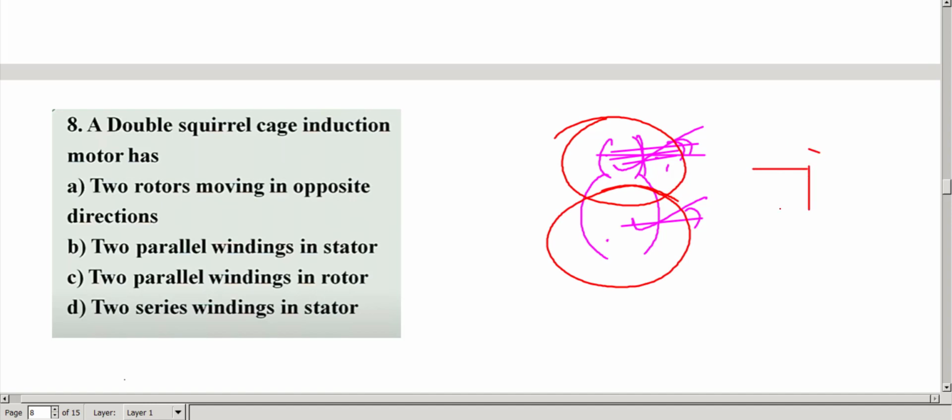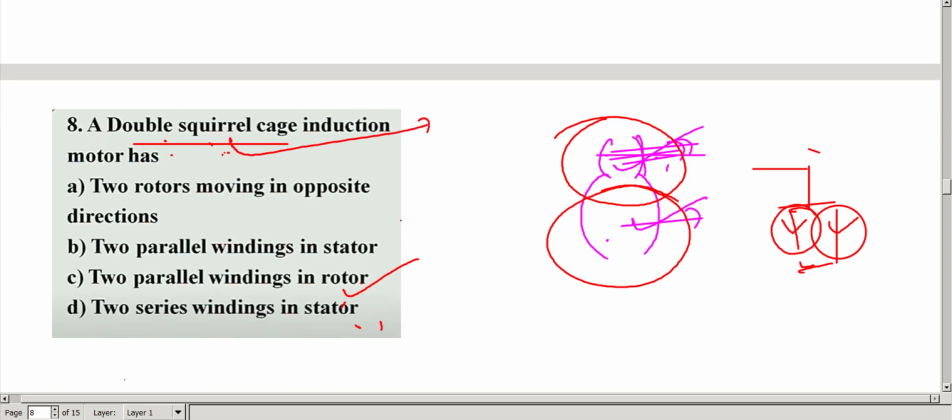Suppose you consider network theory: if there are two parallel branches and the current is dividing, this current is different and this current is different. That means two parallel windings in the rotor. So a double cage rotor, double squirrel cage, is used to increase the starting torque.